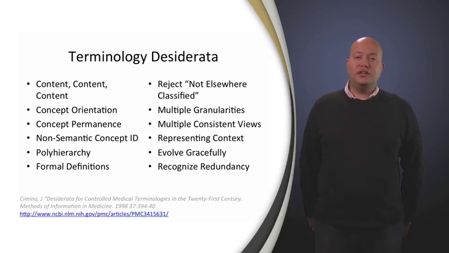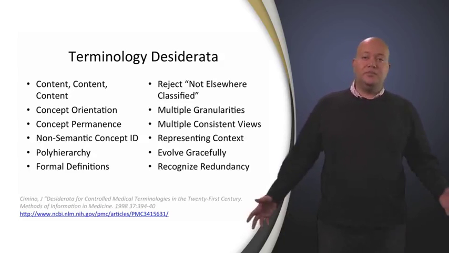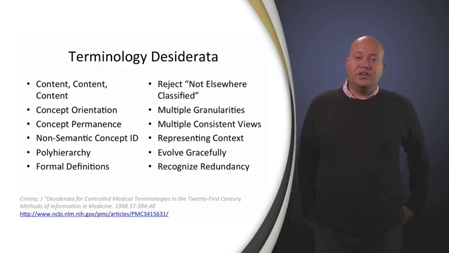As we mentioned, the granularity of a term is a measure of its specificity and refinement. For example, diabetes mellitus is more coarsely granular than diabetes mellitus type 2. Multiple granularities are needed for multipurpose terminologies. Polyhierarchical terminologies with multiple levels of granularity must not permit inconsistent views of a concept.